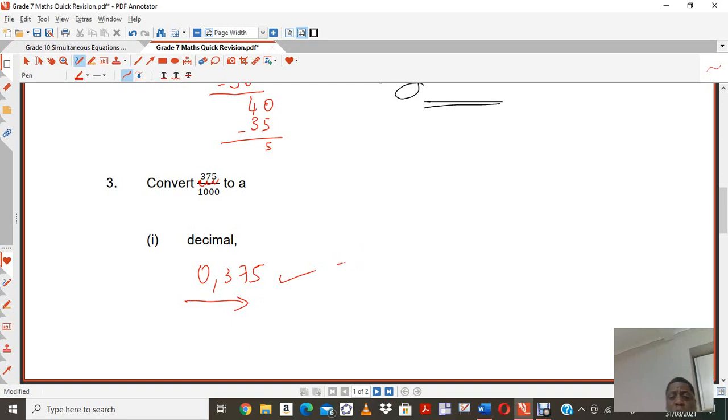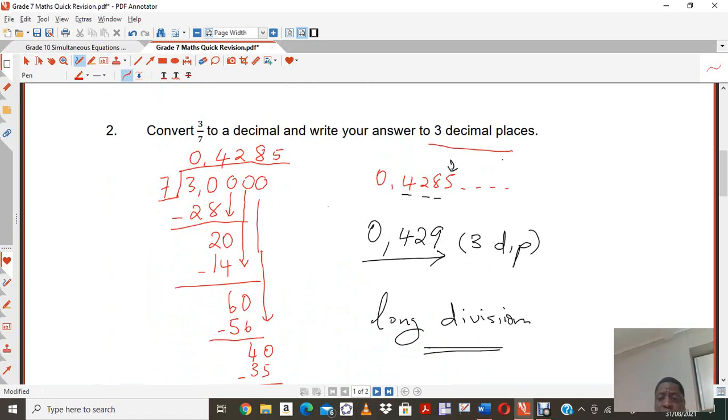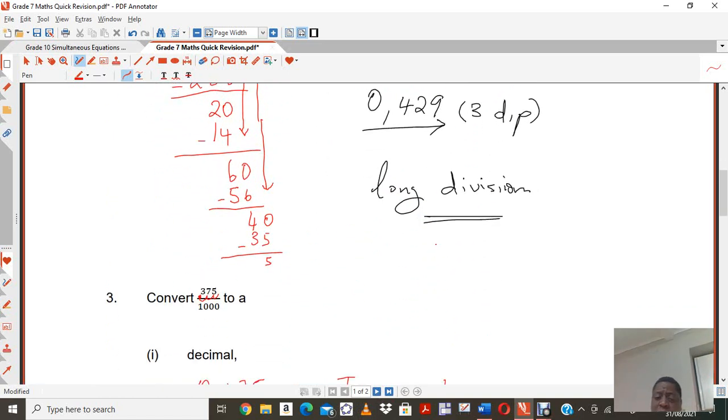Okay, this is also what we refer to as a terminating decimal. It ends, okay? It ends. The other one that we have done doesn't end, and it keeps on going. That is why we were supposed to give our answer there as a rounded number.